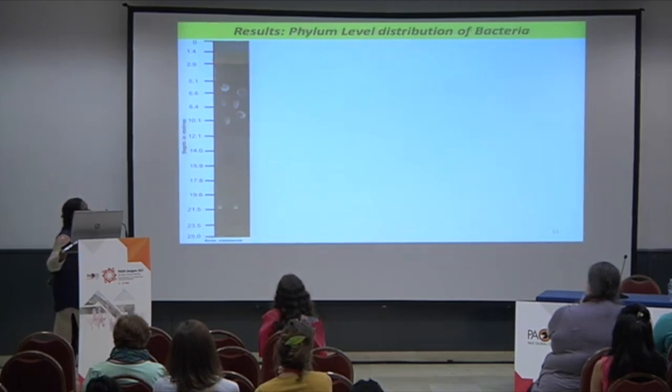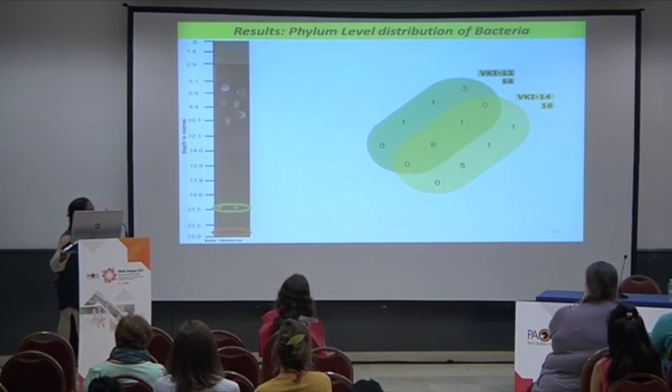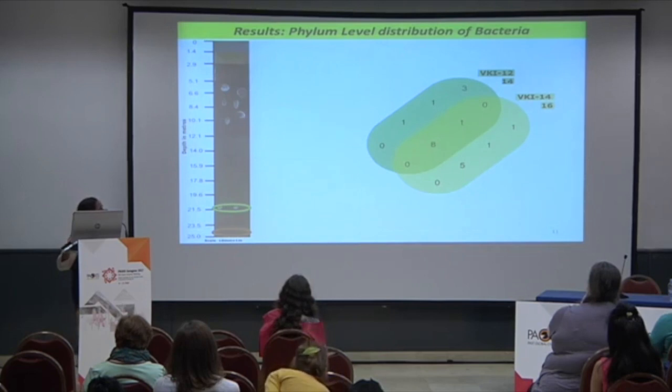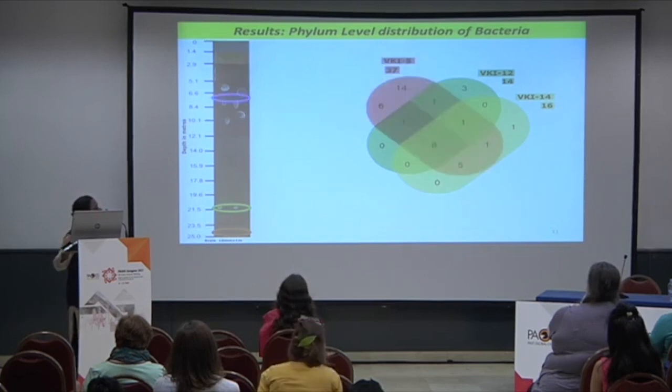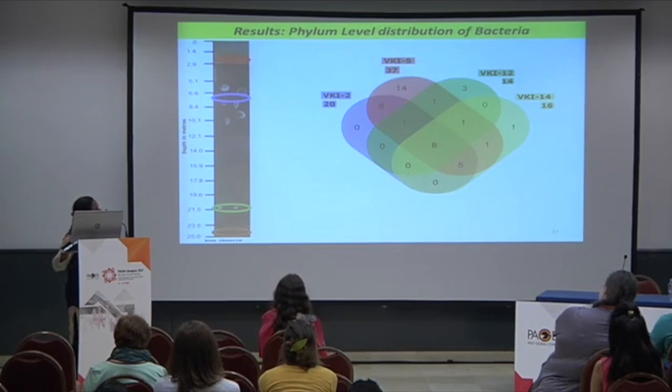So moving to phylum level distribution of bacteria, VKI-14 showed 16 phyla in total. Moving on to VKI-12, 7 phyla disappeared in VKI-12 and 5 new phyla appeared. Moving on to VKI-5, it had the highest number of phyla, a total of 37, and 20 new phyla appeared in VKI-5, and 6 phyla which disappeared in VKI-12 reappeared in VKI-5. Moving on to VKI-2, no exclusive phyla were observed, but 17 phyla of VKI-5 disappeared in VKI-2.